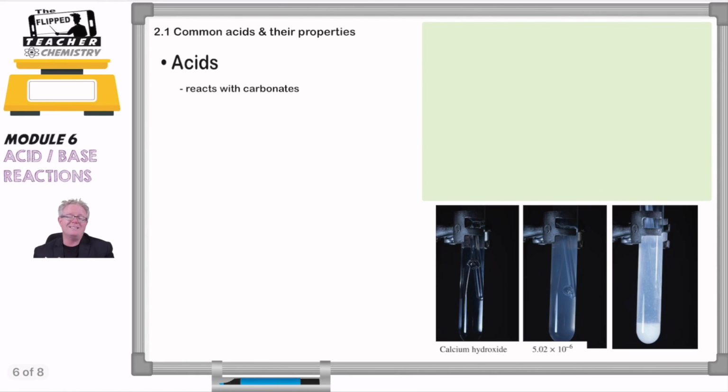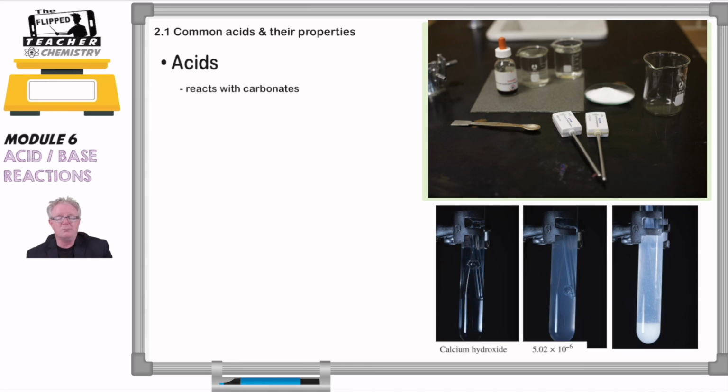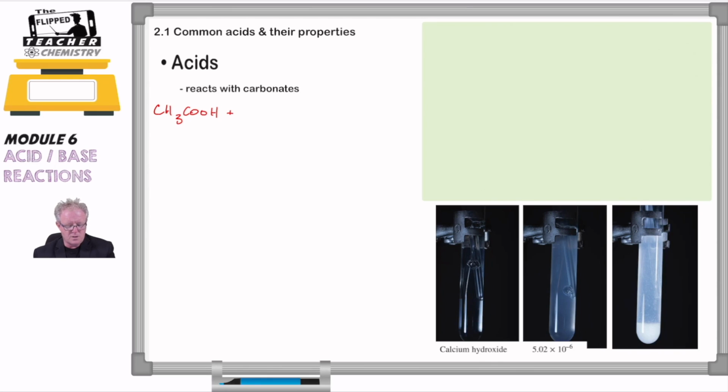Now let's have a look at acids and carbonates. So here is a station that we do with acids and carbonates. I guess we're using sodium hydrogen carbonate, right, the common name of which is bicarbonate. And so the acid here is vinegar, the good old vinegar reaction. So vinegar is just acetic acid. So we've got acetic acid here. Then we've got some sodium hydrogen carbonate, which is a bicarb.